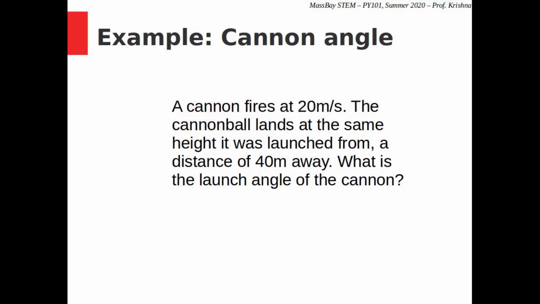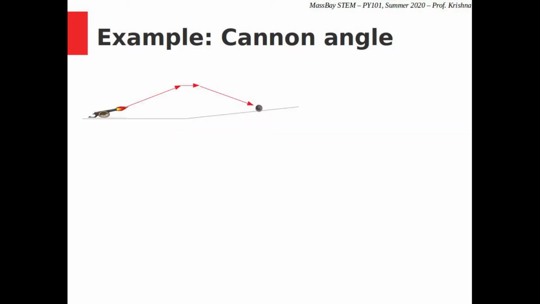The reverse type of puzzle is one where the velocity is known but the angle is not. Consider this puzzle. A cannon fires at 20 meters per second. The cannonball lands at the same height it was launched from, a distance of 40 meters away. What was the launch angle of the cannon? Again, we'll start this question by setting up a picture. Photo 1 will correspond to a nanosecond after launch, and photo 2 to a nanosecond before it lands. We will set rightwards as positive x and upwards as positive y.